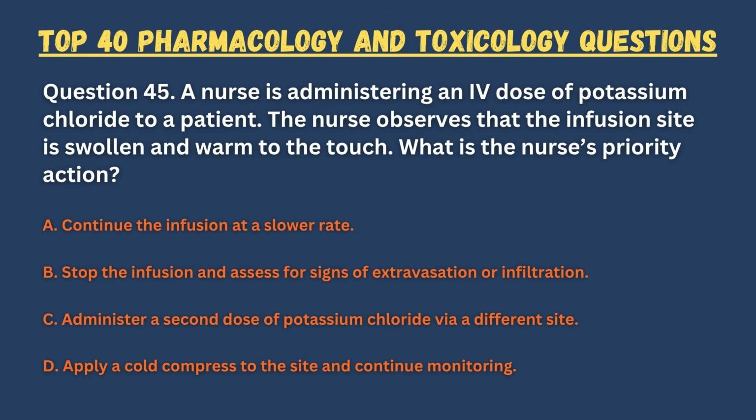Question 45. A nurse is administering an IV dose of potassium chloride to a patient. The nurse observes that the infusion site is swollen and warm to the touch. What is the nurse's priority action? A. Continue the infusion at a slower rate. B. Stop the infusion and assess for signs of extravasation or infiltration. C. Administer a second dose of potassium chloride via a different site. D. Apply a cold compress to the site and continue monitoring.